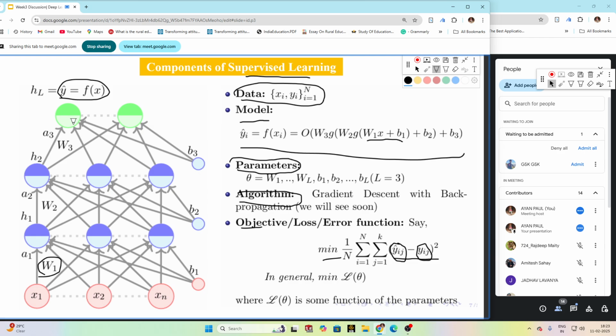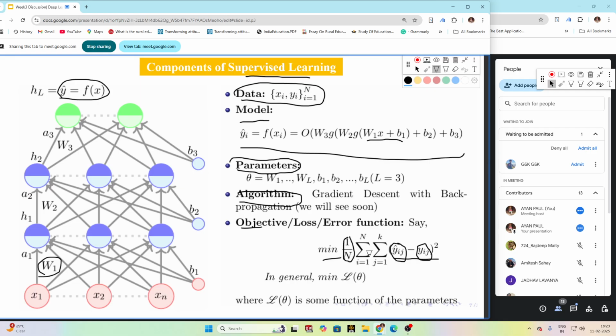So for each neuron you will have a predicted output and an actual output. You just subtract both of these and square it. You will get the squared loss. And then we are doing 1 by n because we want the mean squared loss. So that is why 1 by n.